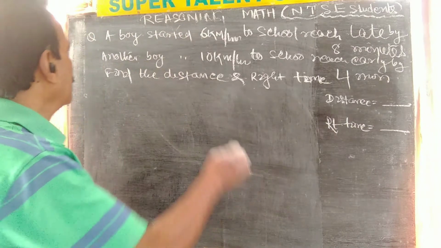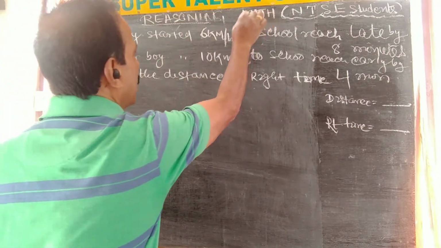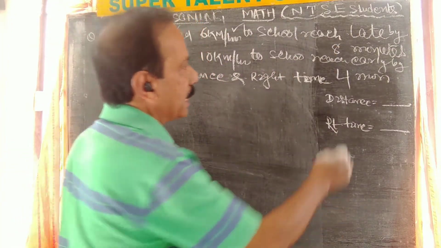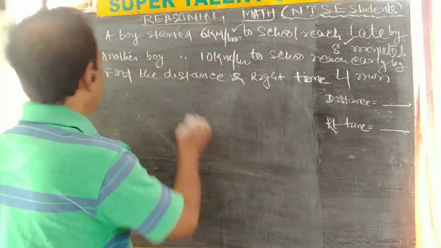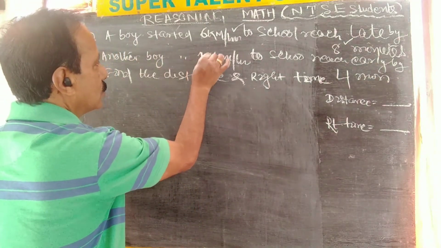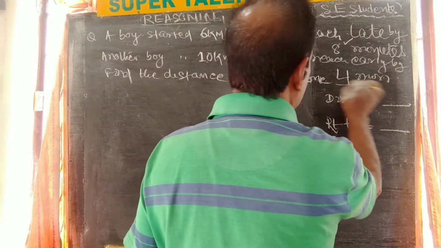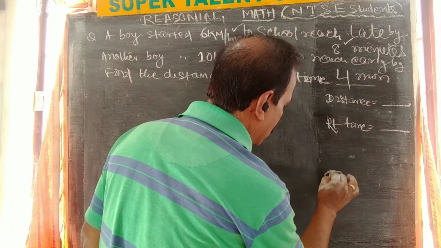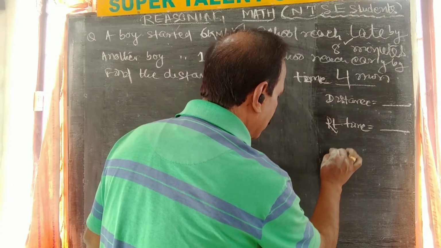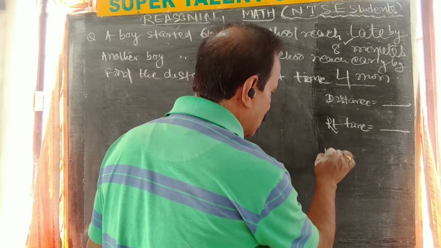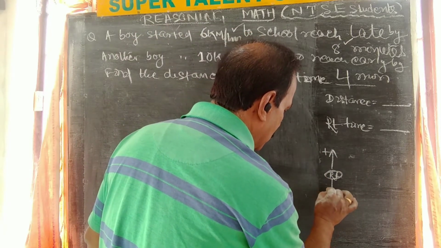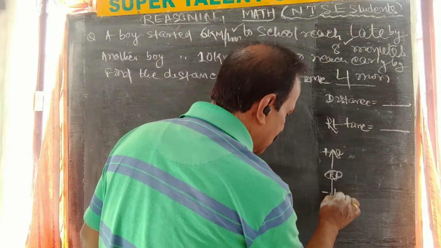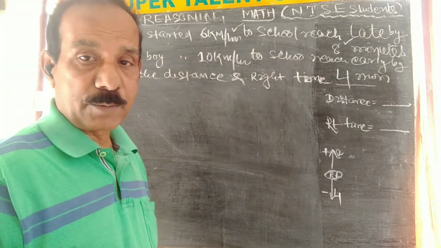Okay, now we'll go to reasoning math. A boy started with 6 km speed and reached school 8 minutes late, and another boy started with 10 km speed and reached 4 minutes early. What is the distance? What is the right time? Suppose this is the right time. Late means more time, fast means less time, right? So it takes 8 minutes late, and before time, 4. You understand yourself, don't confuse it.